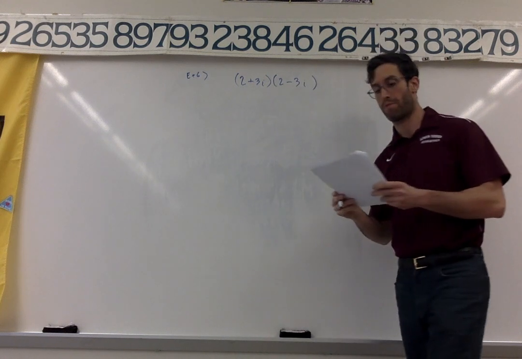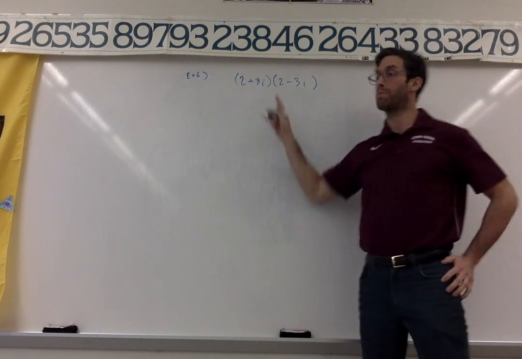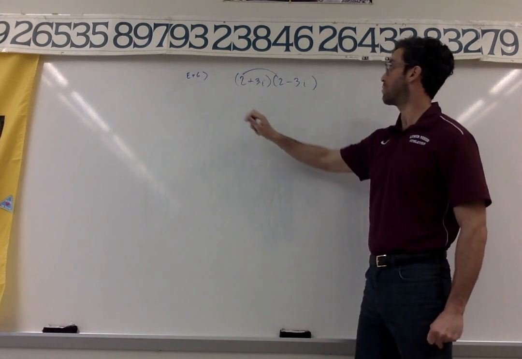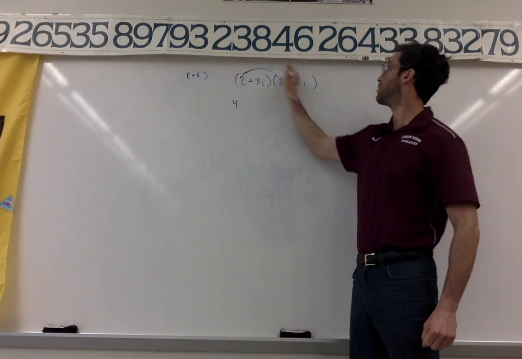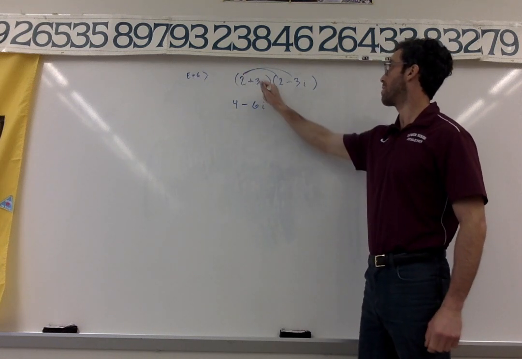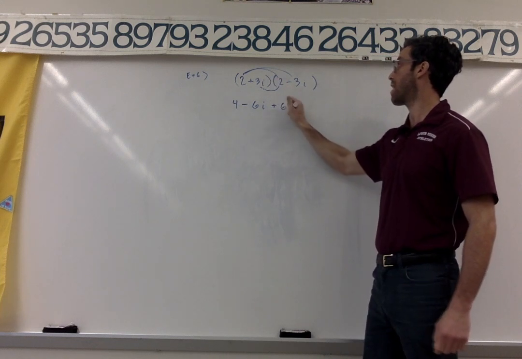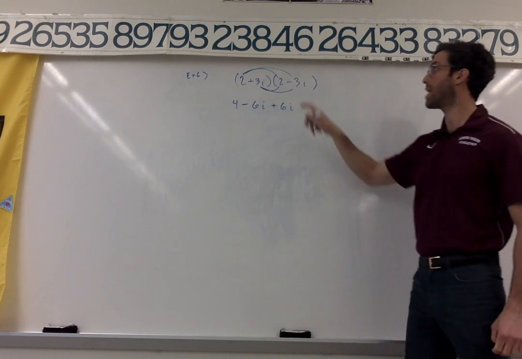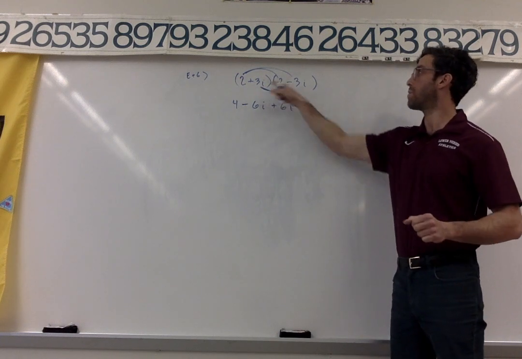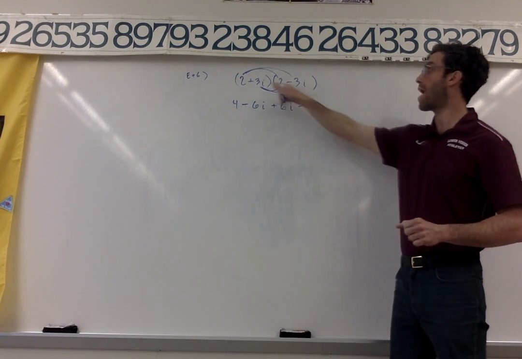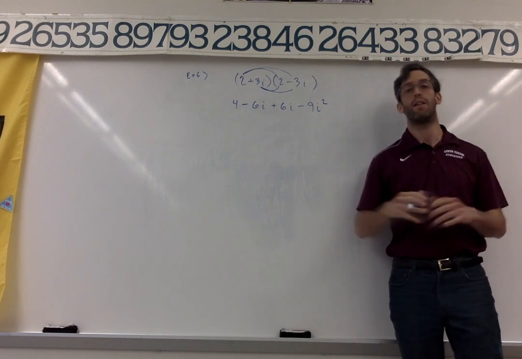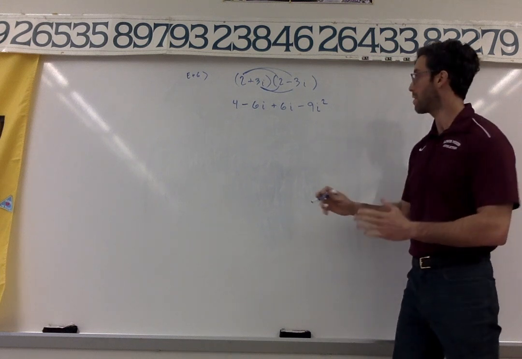The multiplication problem first. Multiplying binomials, as always, we just FOIL. Right? So first would be 2 times 2 is 4. 2 times negative 3i, which is negative 6i. 3i times 2 is positive 6i. And then 3i times negative 3i, careful. This is where people make some mistakes. 3 times negative 3 is negative 9. And then i times i is i squared. That's where the i squared comes into play that I mentioned much earlier in the video.